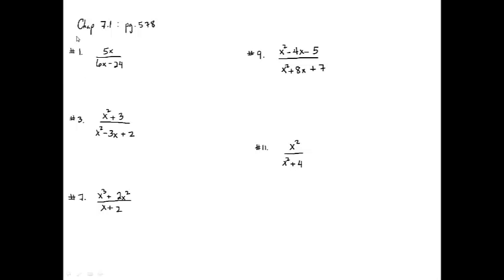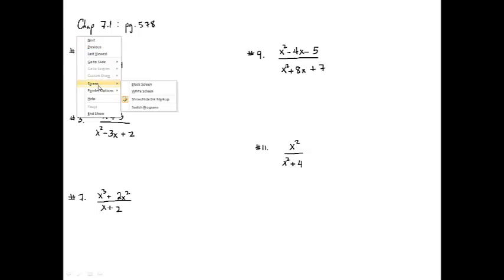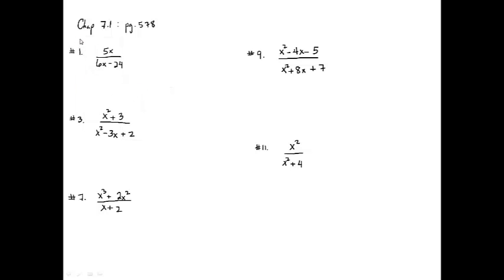Problems 1 and 2, my instructions are, one second, let me get my pen. Instructions say, find all numbers for which each rational expression is undefined. Basically find all x's for which the rational expression is undefined. So what does it mean to be undefined? Undefined means you are dividing by 0. We cannot divide by 0, therefore if you end up with a 0 on the bottom, it's undefined.